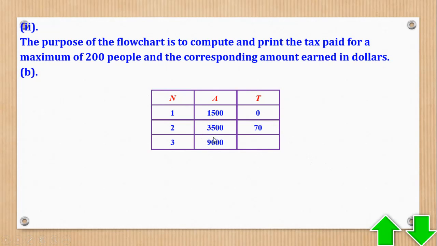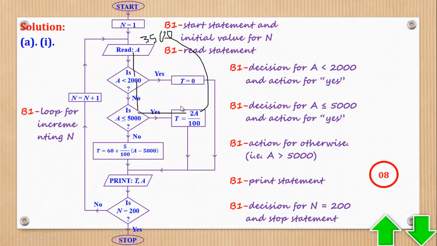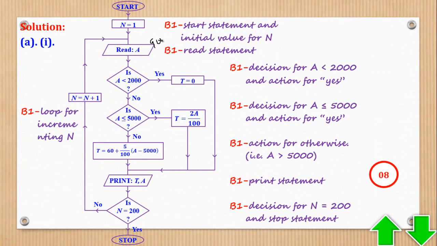70. Then what about if I read and it is 9,000? So I'll still do the same. Come here. In your read, it is going to be now 9,000. 9,000 here takes me to no, which is here, and here takes me to no, which is here. So I'll put 9,000 here.